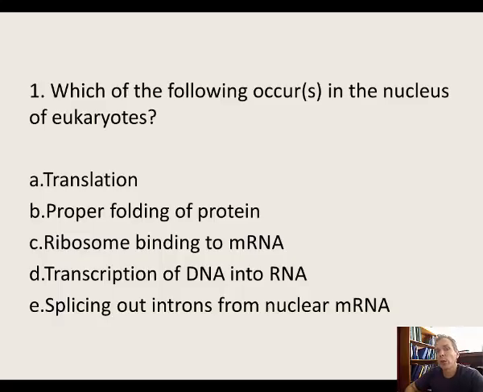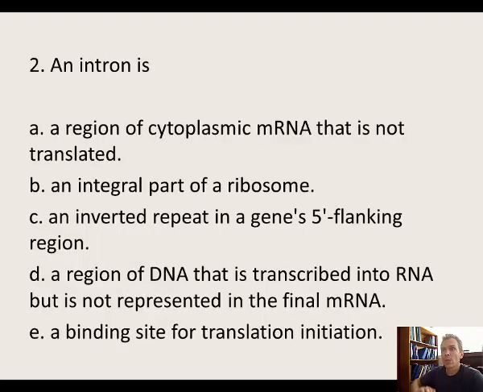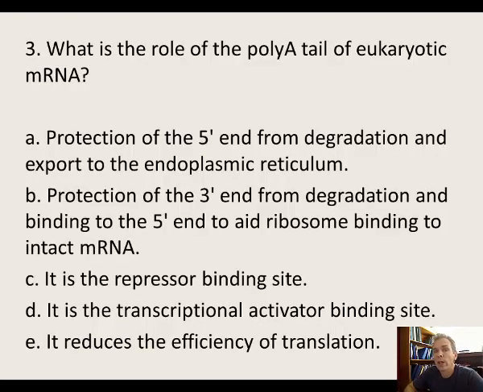To start with, let's look at a few quiz questions. Number 1, which of the following occur or occurs in the nucleus of a eukaryote? 2. What is an intron? And 3. What is the role of the poly A tail of eukaryotic mRNA?